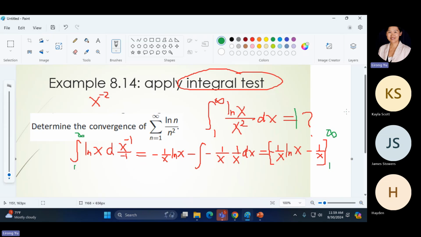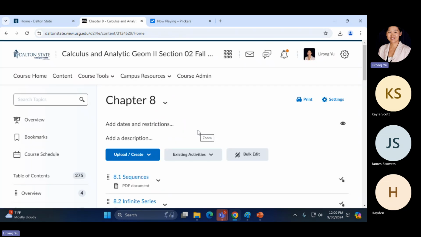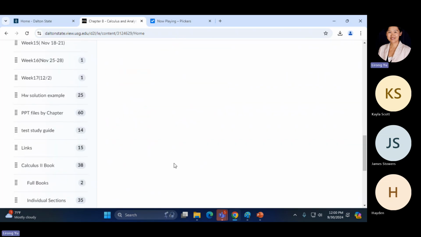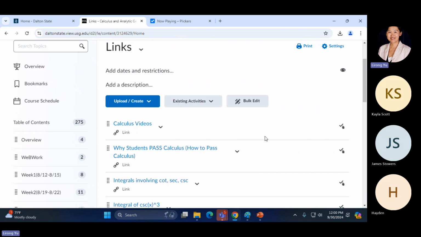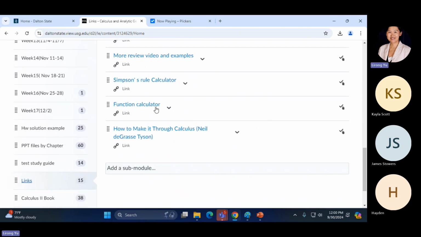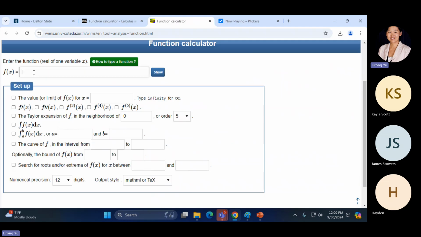Any question? So they equal to 1. We can certainly confirm this. There are calculation tools. You can use Symbolab, or you can use a function calculator. There are a few calculation tools here. One of them is the function calculator, and let's see if that works.